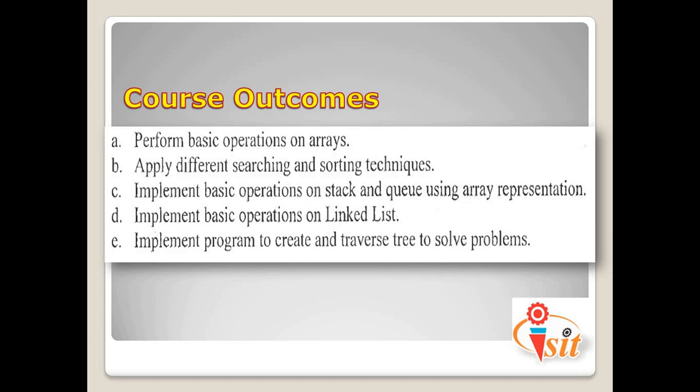Fourth, we will see the basic operations to be performed on linked lists, which are linear data structures that hold data in individual objects called nodes. And the last one, the fifth one, we will know about the concept of tree, its creation, how to traverse a tree, and various types of graphs. So these are the outcomes which will help the students to know more about the data structure.